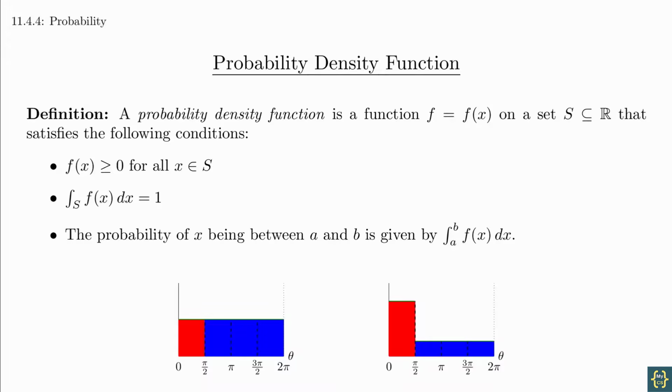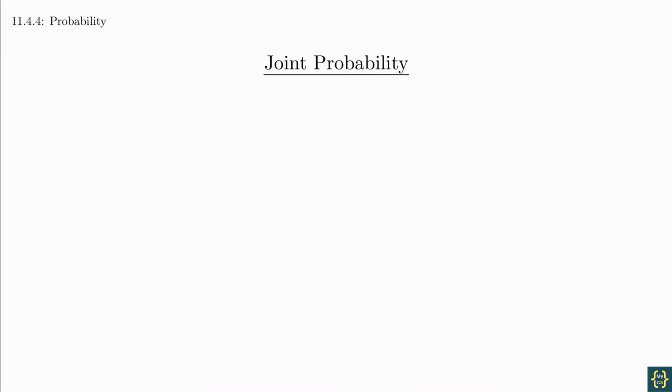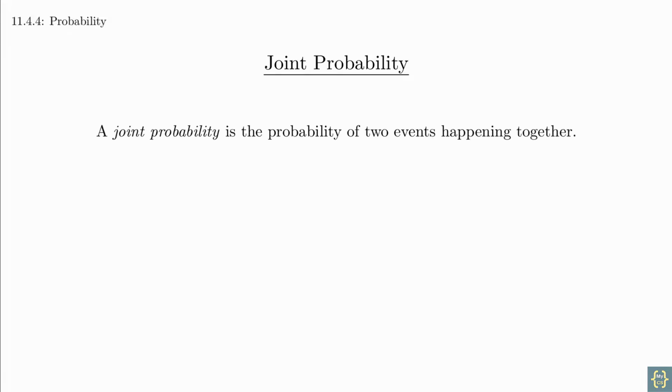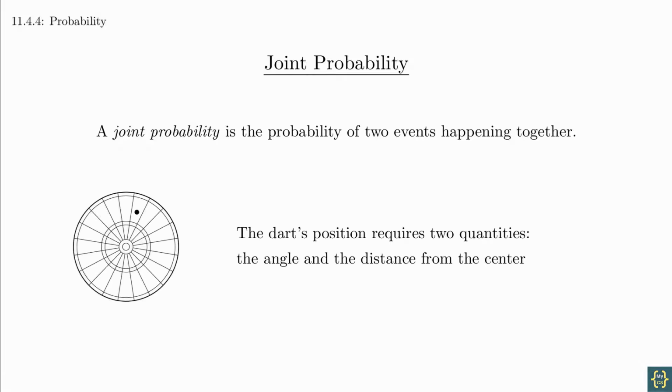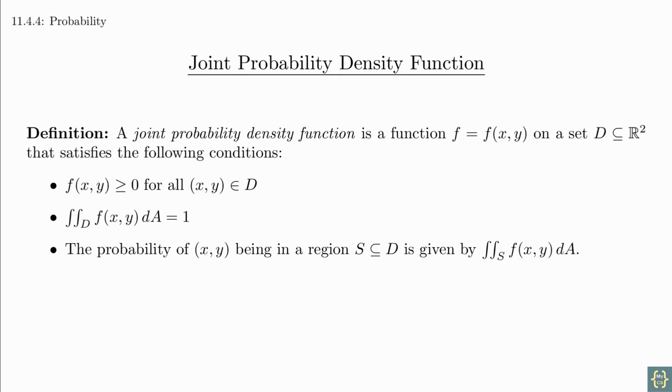Right now, we're looking at just one variable, but we can expand this to 2 variables and get a joint probability function. With a joint probability, we are looking for 2 events to happen at the same time. So instead of a spinner, we might think of a dartboard where the location of the dart is described by both the angle and the distance from the center. If we're working with two independent variables, then this hints at needing a double integral to calculate probabilities instead of a single integral. Here's the definition for a joint probability distribution function.